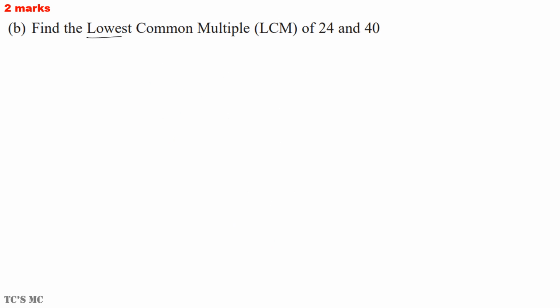Find the lowest common multiple of 24 and 40. Again, I am going to use the upside down bus stop method. A common factor of 24 and 40 is 4. 24 divided by 4 is 6. 40 divided by 4 is 10.